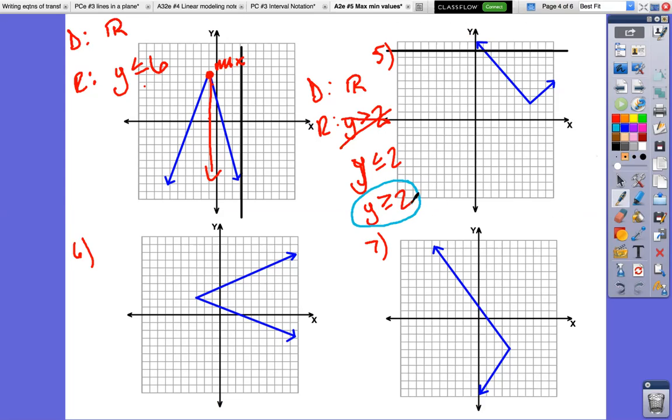Now, your domain was all real numbers because it went on forever left to right. Your range was y is greater than or equal to 2. Again, if it opens up, that created a minimum value. Now I want to see what you guys can come up with on number 6. Don't do 7 yet, but I'm going to give you about a minute to do the domain and range on number 6.